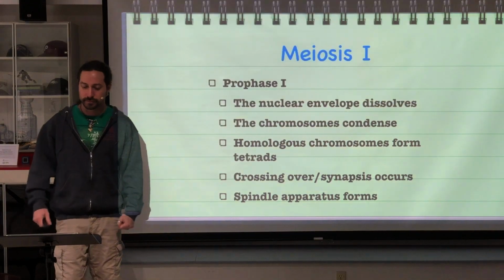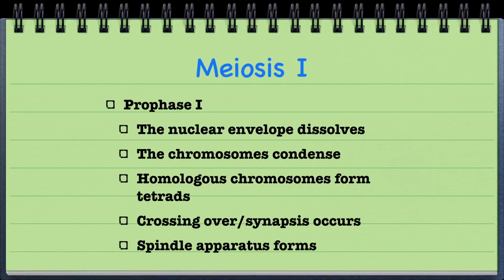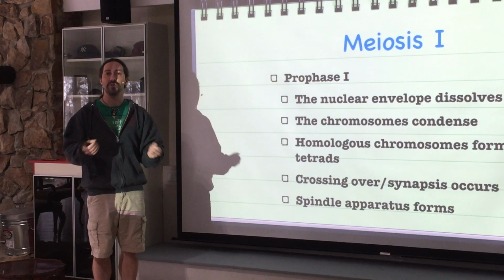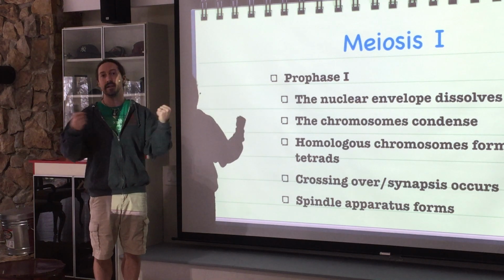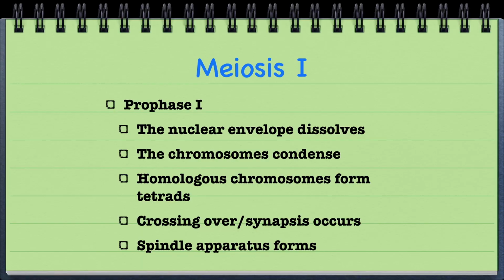Meiosis I, first, prophase 1. It has these basic steps that take place. One, the nuclear envelope dissolves. The nuclear envelope breaks down because, again, just like in mitosis, we need to be able to maneuver the chromosomes. And the nucleus, the envelope, would get in the way. So we need that to go away.